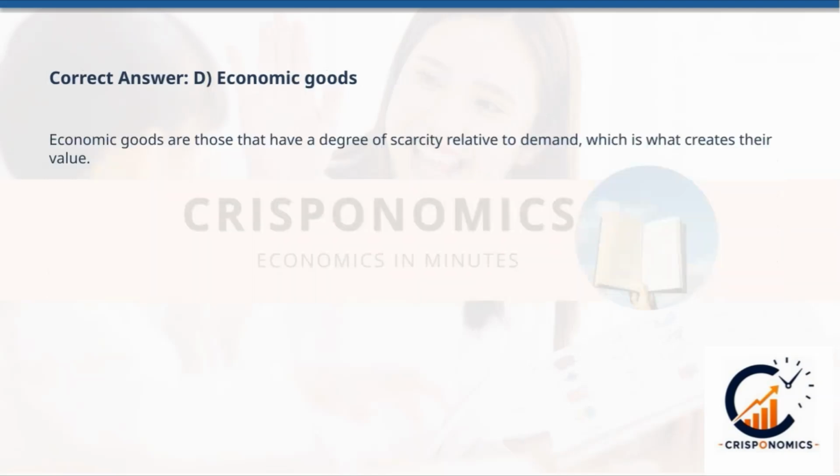Economic goods are things that aren't unlimited. They have some scarcity compared to how much people want them. That scarcity is what gives them value. If something is easy to get, it usually doesn't count as an economic good. So when we talk about economic goods, we mean items or services that have value because they're limited in supply, but in demand. That's what sets them apart.